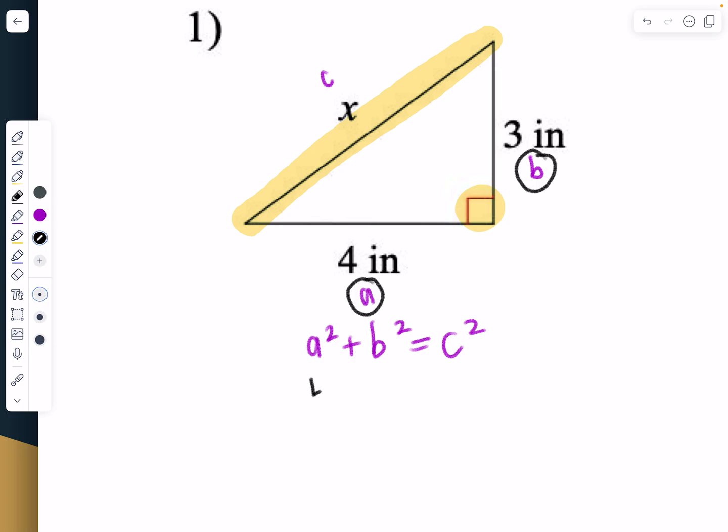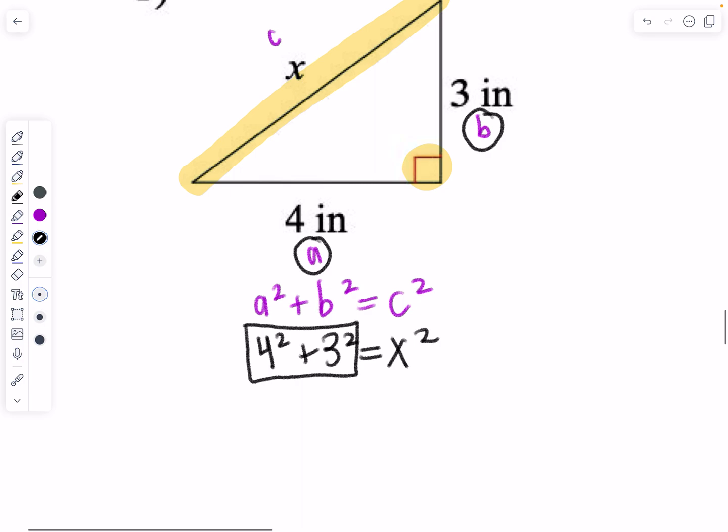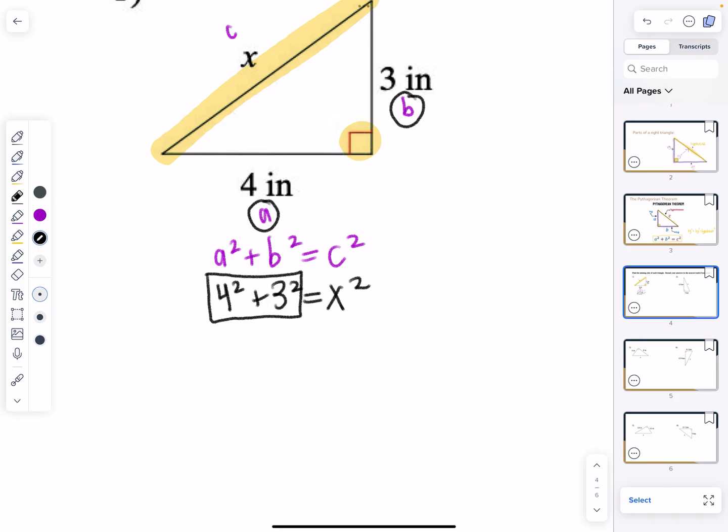And so when I plug that in, that's going to be 4 squared plus 3 squared is equal to x squared. And then you're going to pick up your calculator and type this whole thing in. 4 squared plus 3 squared. If you're doing it on a cell phone, it's the x squared button. If you're doing it on one of these calculators that looks like this, hold on one second.